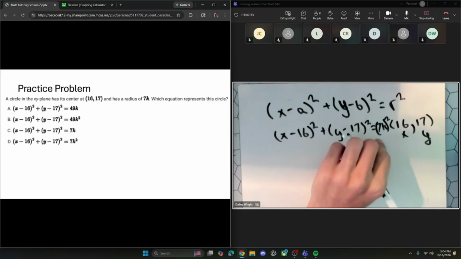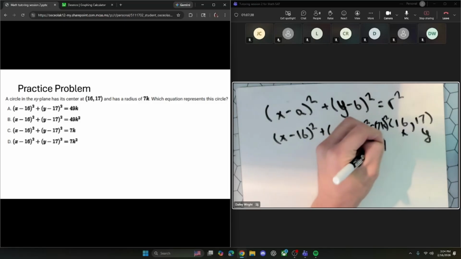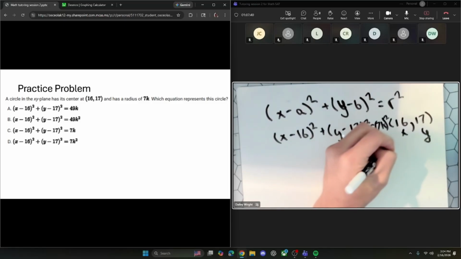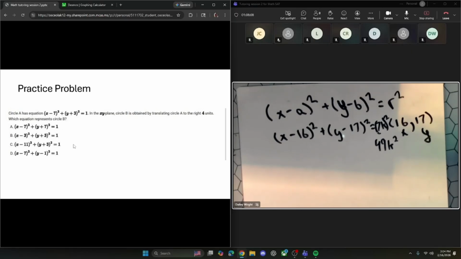When you do something like this, you have to square both the coefficient and k, so 7 squared is 49, and then k squared is k squared. So it'd be 49k squared. So it should be (x minus 16) squared plus (y minus 17) squared equals... this isn't right because this is just 49k. This first part is right, and 49k squared. So this is what your answer is going to be. It should be B. This is 7k and this is 7k squared. So those two are wrong.